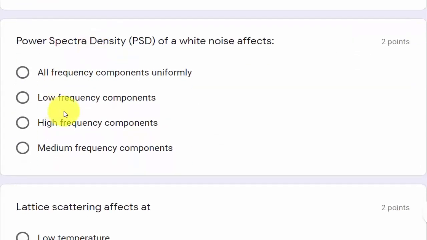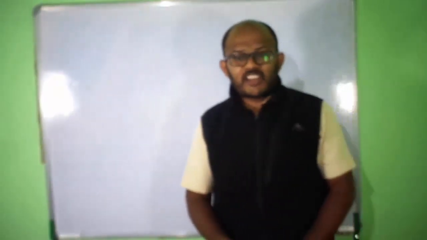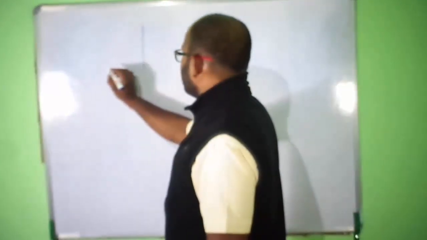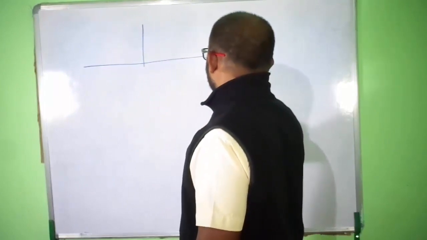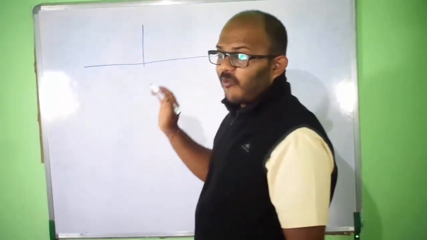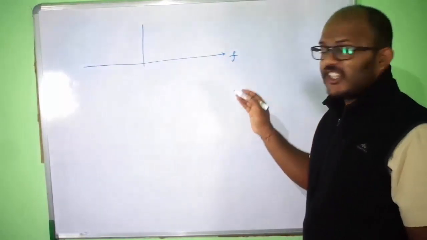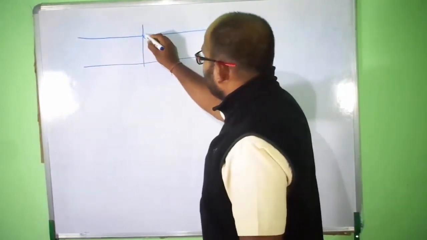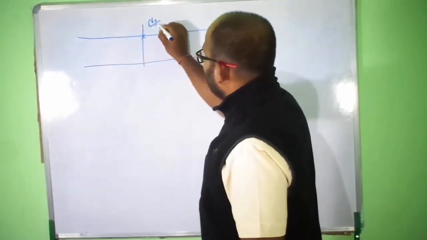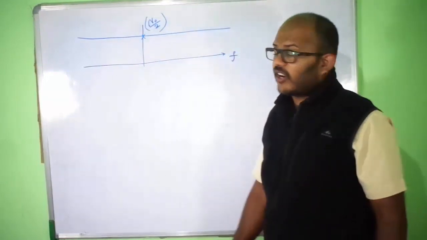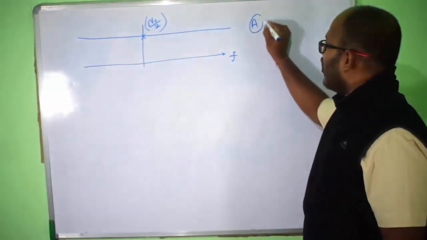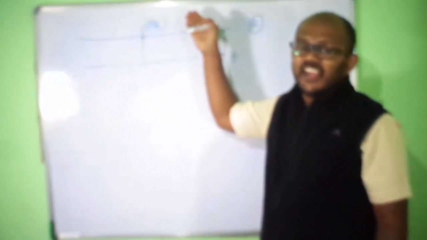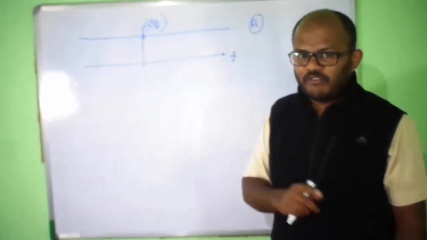Power spectral density of a white noise is. So the question they have given is power spectral density of white noise. If I am plotting this with respect to frequency, this white noise will affect each and every frequency component uniformly. So it is like this, a straight line with amplitude of N0 divided by 2. So this is very, very important. Hence, the suitable option is option A. Nothing but white noise is going to affect each and every frequency component uniformly.